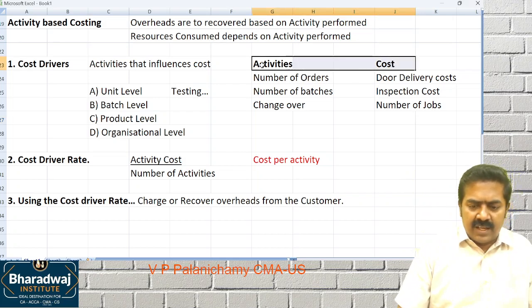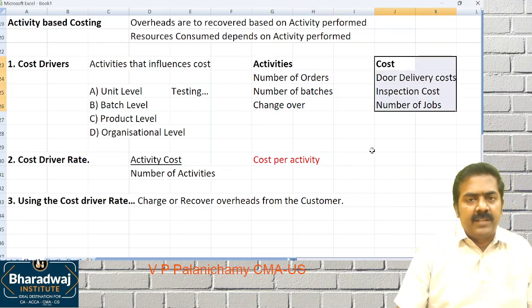So that is what is called activity based costing.